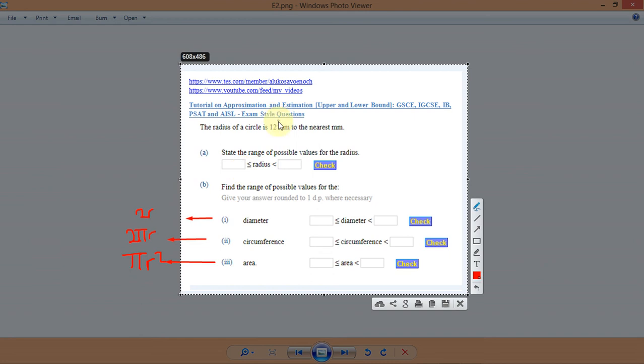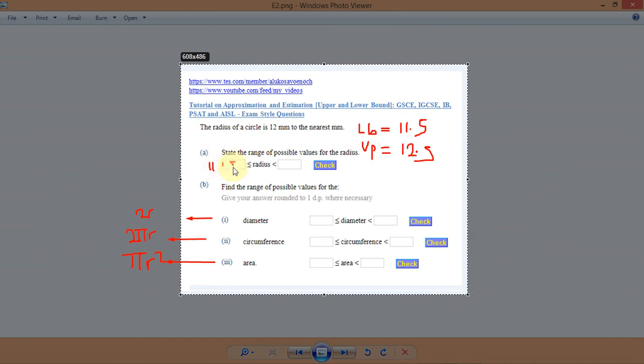Now, we are given the radius already to the nearest millimeter. Nearest millimeter means that is 1. So the lower bound here will be 12 minus 0.5, that is 11.5, and the upper bound here will be 12.5. So I'm done with that. That's question A. The range is between 11.5 and 12.5.